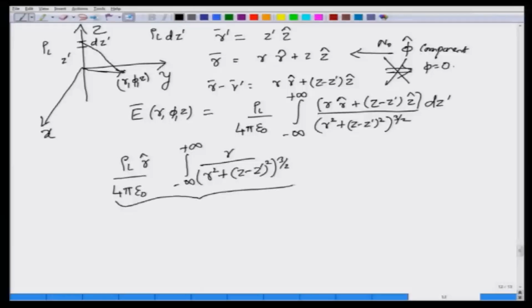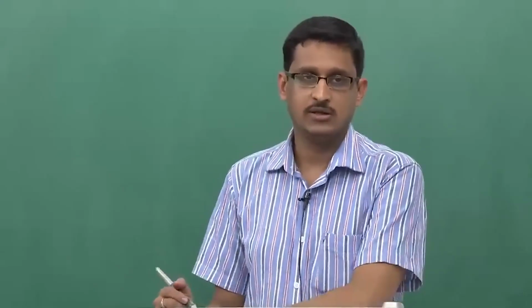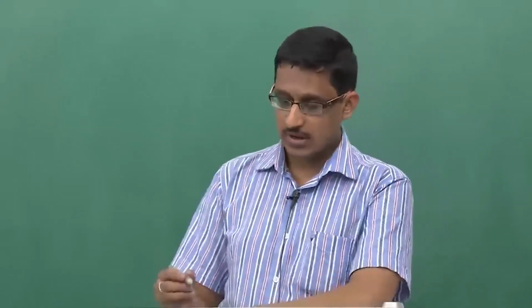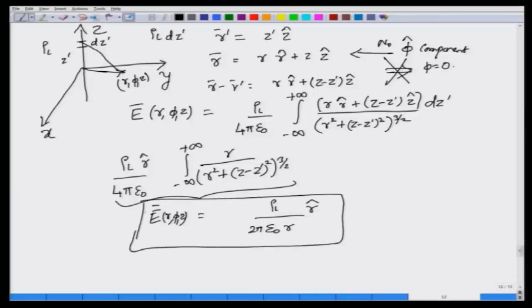You can basically show that this entire integral will turn out to be rho L by 2 pi epsilon 0 r in the r direction. So, the fields are in the radial direction, radially outward if it is a positive line charge, radially inward if it is a negative line charge density. There is no phi component, and the integral for the z component drops out. So, this is the electric field at r phi and z. This is completely independent of z and depends only on r.